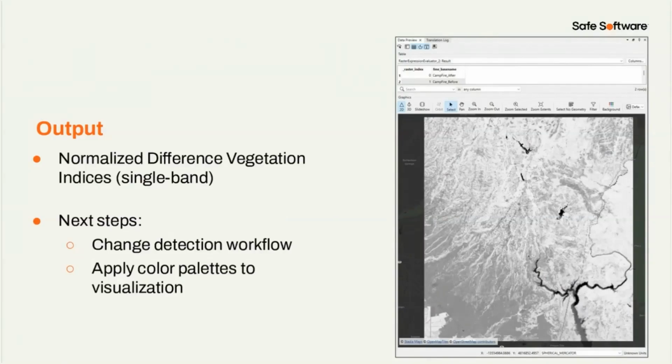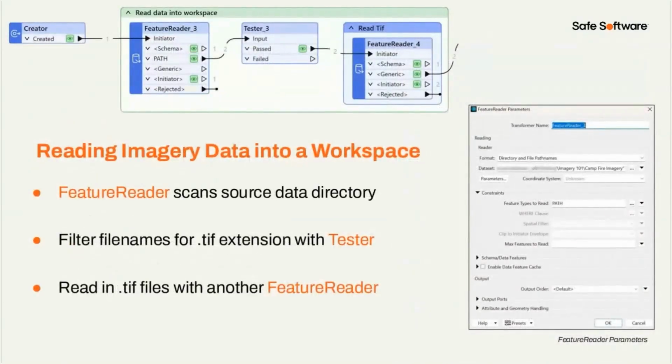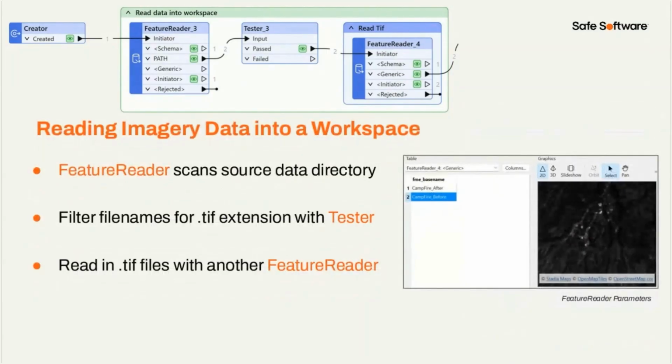So let's go to the beginning of our workspace. We're going to use Feature Reader to scan through our source data directory, and then we're going to run those file paths through Tester to filter out any files that do not have the TIFF extension. Files with the TIFF extension are then passed to another feature reader to be read into the workspace, which will then give us these two features you can see here on the right.